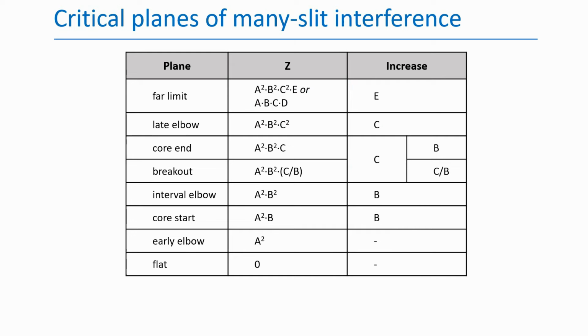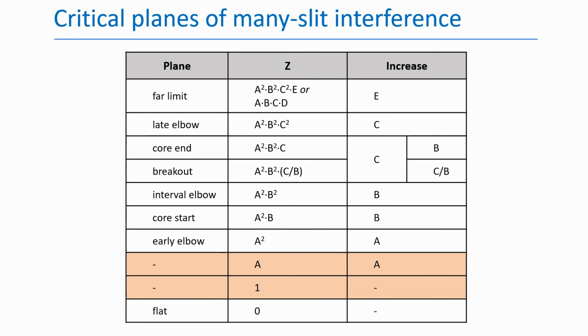One final point. The distances of the critical planes follow a very clear trend, where each distance is some multiple of the previous distance. So, for example, to get from the core start at a squared b to the interval elbow at a squared b squared, there's an increase factor of b. But this trend breaks in the other direction, because the early elbow distance at a squared is not any multiple of 0.